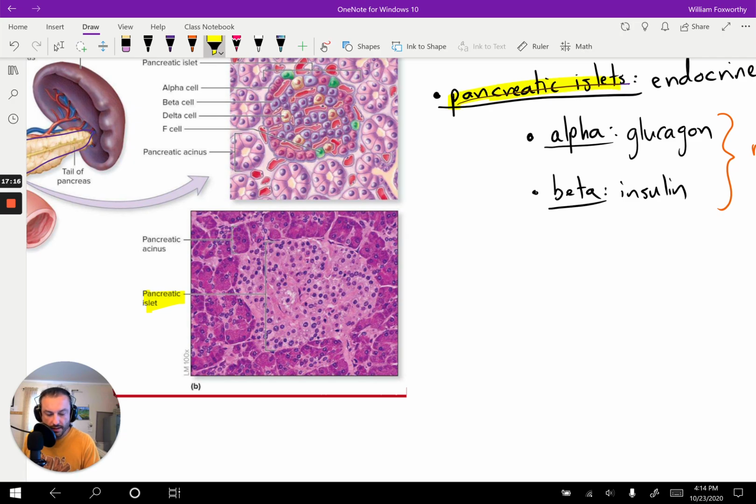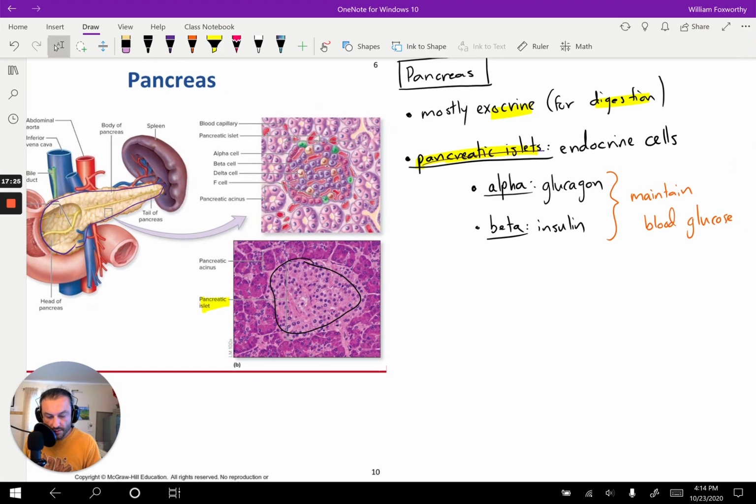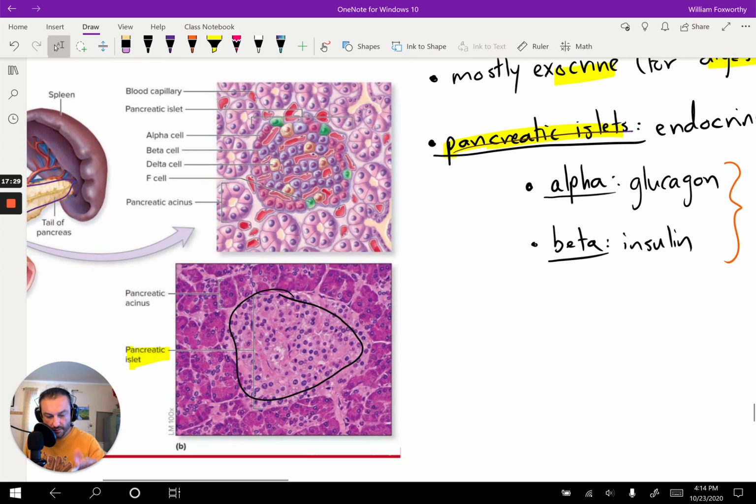They're called pancreatic islets. So here you can see this pancreatic islet, and these are endocrine cells within the pancreas. And you can see, for example, that all of these other guys here are going to be parts of exocrine secretions, and then this guy, the pancreatic islet, contains those endocrine cells.